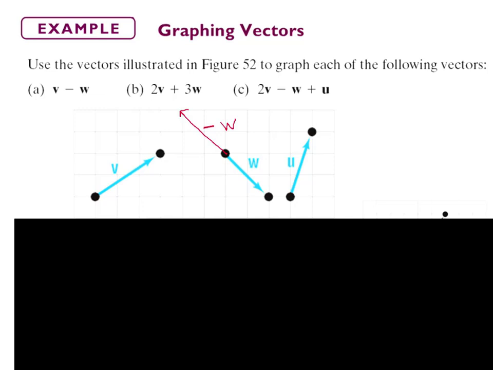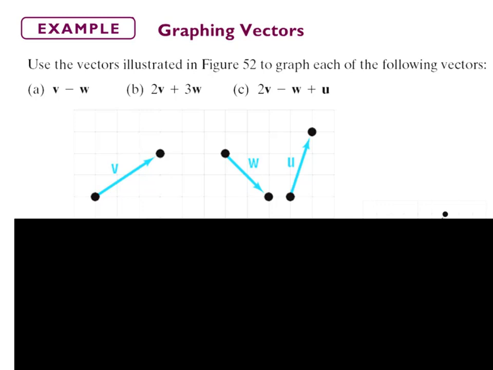Okay, so now if I want to do A, I take that minus w vector and I attach it right here. There's minus w, and my answer to v minus w is from the initial side to the terminal side. This is v minus w. Okay? Does that make sense?